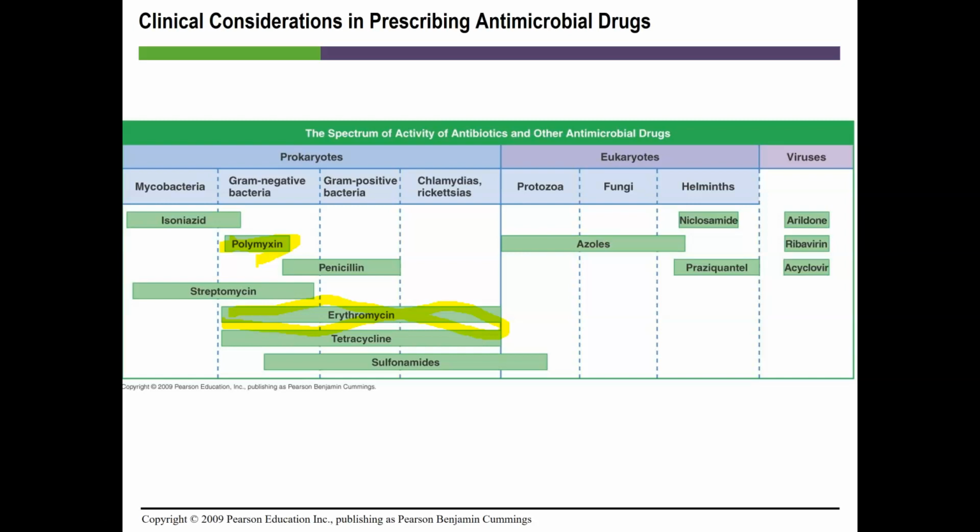So ideally, you want something to be effective against the pathogen that is causing the problem and not going to affect the other organisms that are part of the normal microbiome of the individual. So a narrow spectrum antimicrobial would be preferred for that reason.